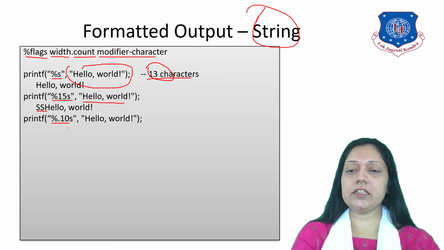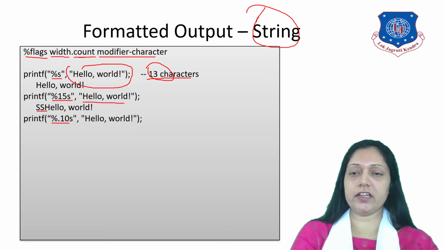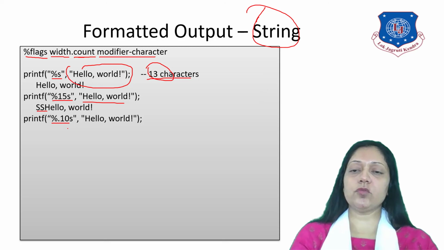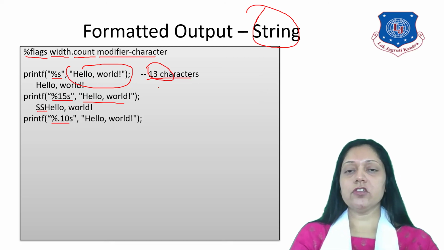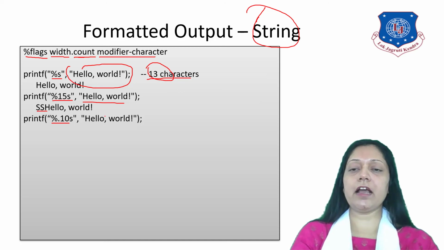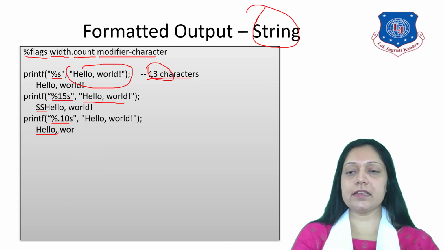Next is %.10s. Here 10 is now the count because it is placed after the decimal point. Count means how many characters you want to display onto the screen. So out of the 13 characters of Hello, World!, we want to display only 10 characters. Which are the 10 characters? Hello 5 characters, comma 6, space 7, and from world we'll take only 3 characters, WOR. So a total of 10 characters would be displayed onto the screen.